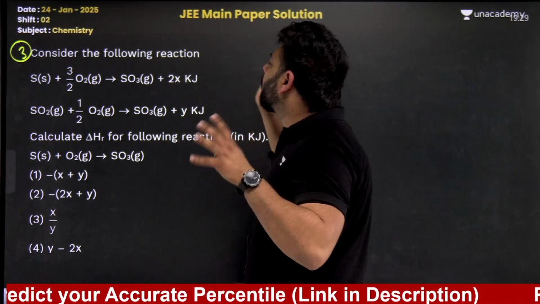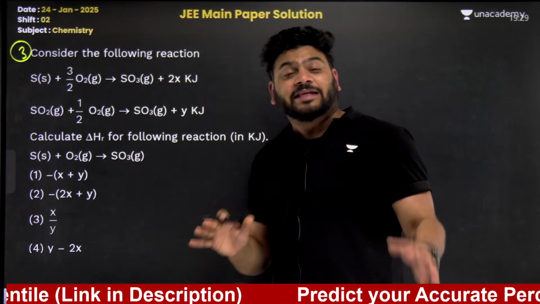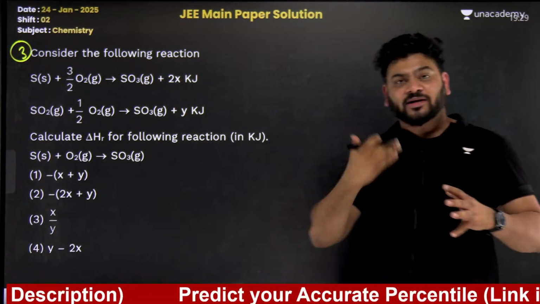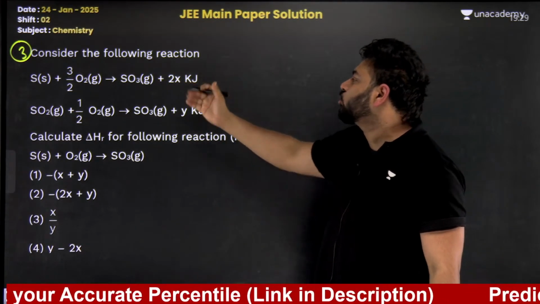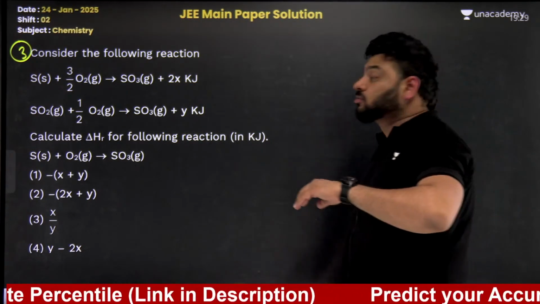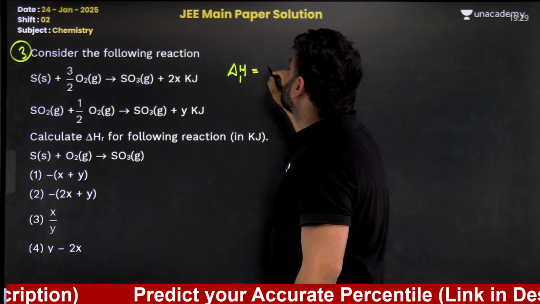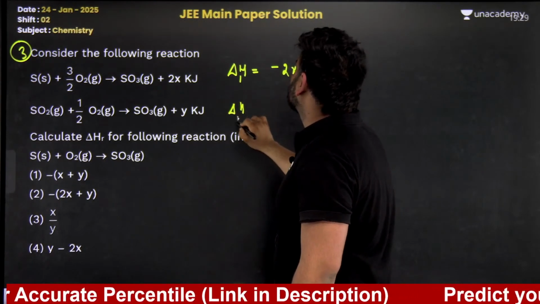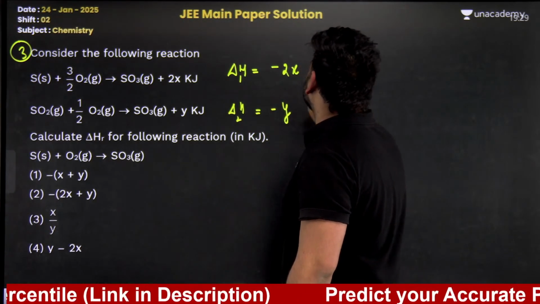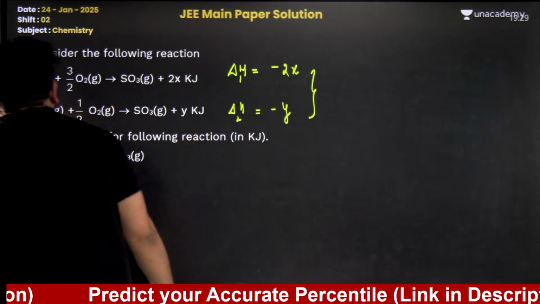I just got to know from the student that it is given as plus 2x kilojoule. That means the energy in the product side is actually evolving out, 2x amount of energy is evolving out. So what we'll be doing, this is delta H1 and this is actually negative of 2x kilojoule, and we have delta H2 which will be negative of y kilojoule, and that's how we have to make the final equation of S plus O2 to SO3.